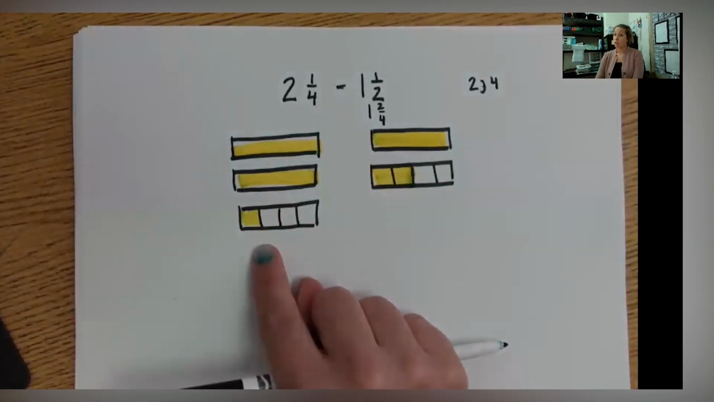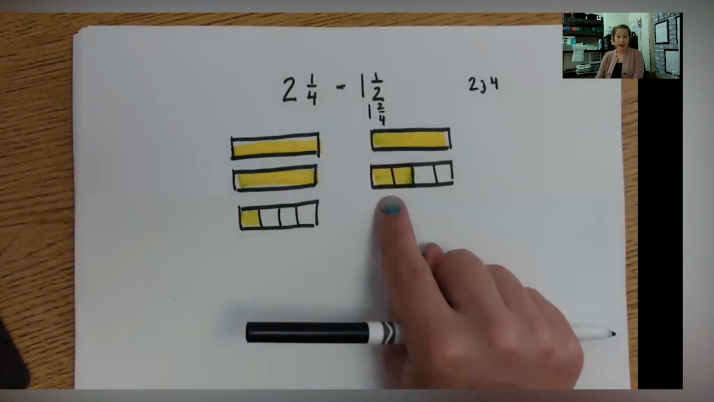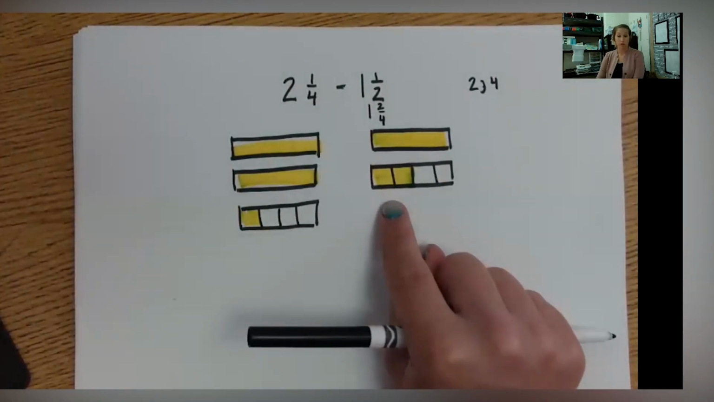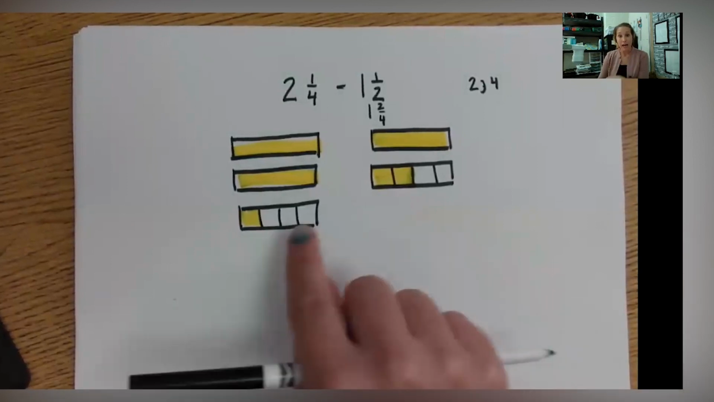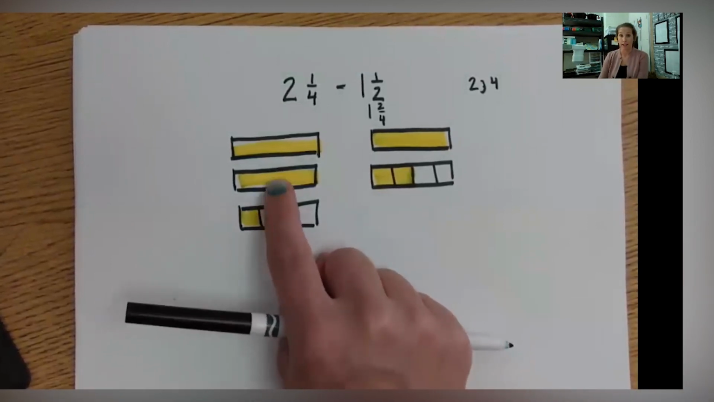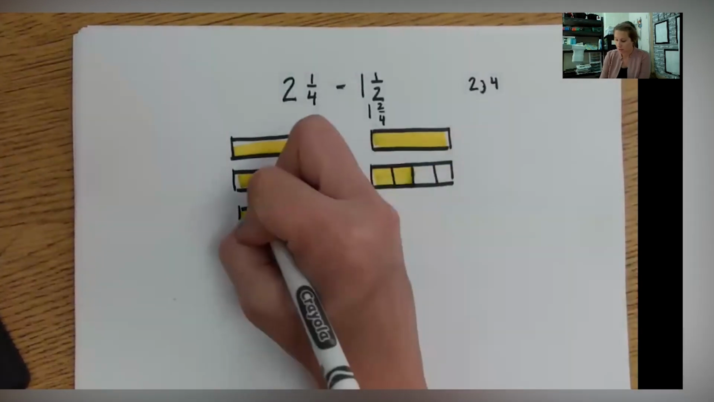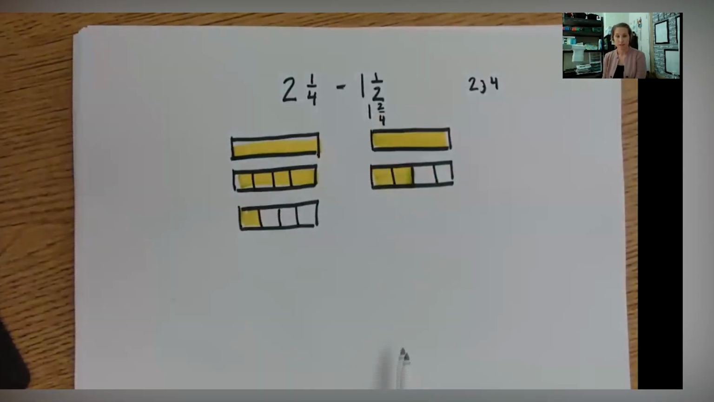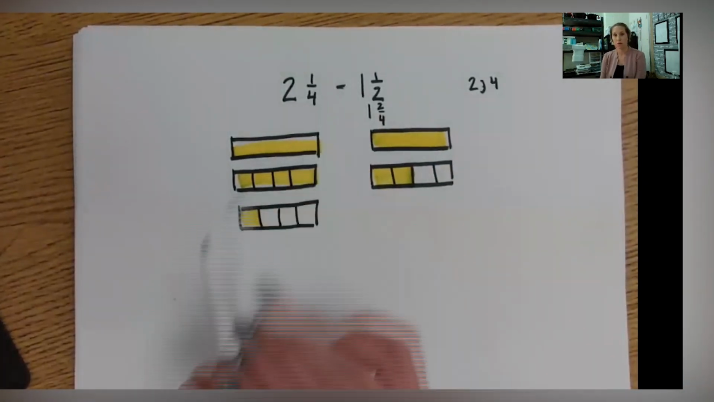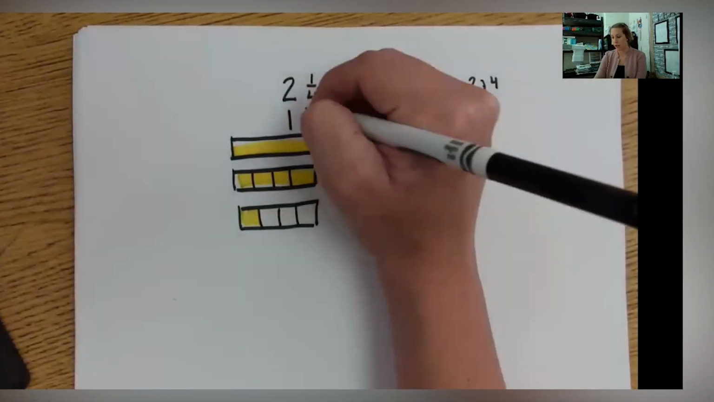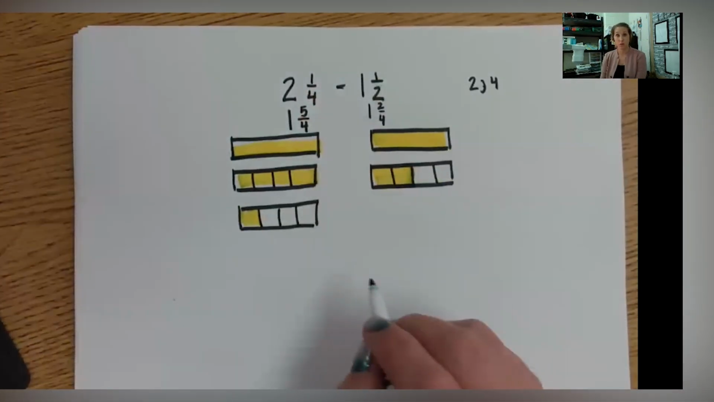So now I'm going to ask you the question again. I have 2 1/4. Do I have enough to take away 2/4? No, I don't. So what do you think I need to do? Excellent. I heard somebody say I need to regroup. I'm going to need to use another whole and cut it into fourths. So let's do that. Now let's rewrite this fraction. Instead of 2 1/4, we could say it's equivalent to 1 5/4. Do you agree?